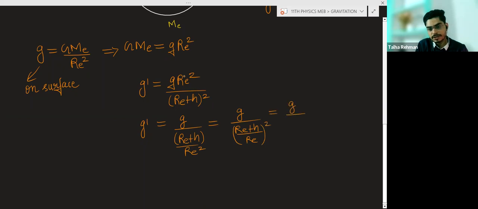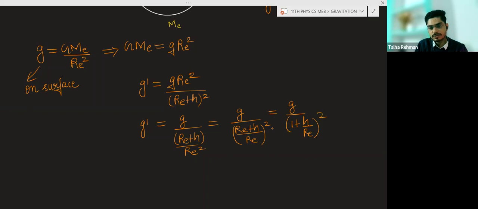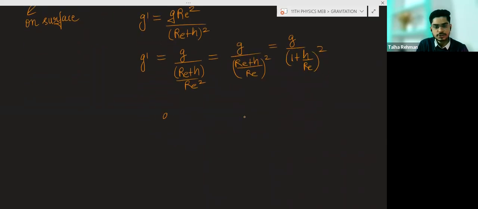So it can be written as g, and now you can write this as RE by RE plus H by RE. RE by RE is 1 plus H divided by RE, and square of this. So the expression for g dash as compared to the acceleration due to gravity on the surface of the earth is g dash is equal to g divided by 1 plus H divided by RE, whole square.